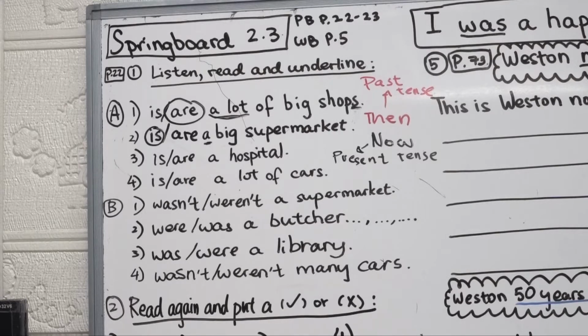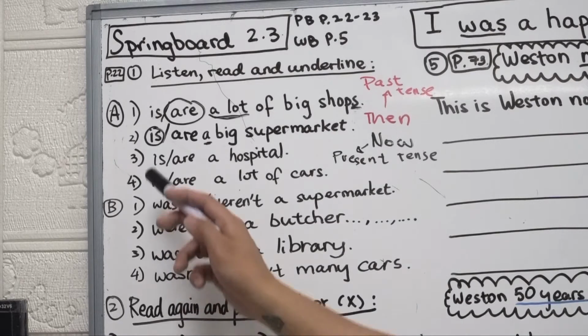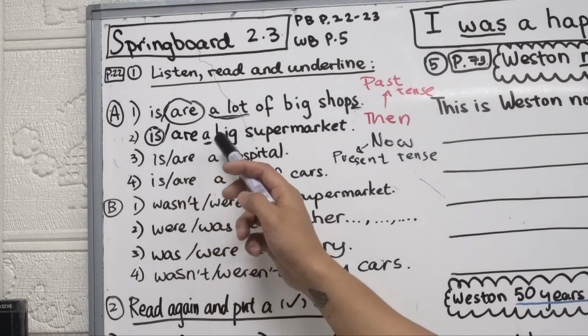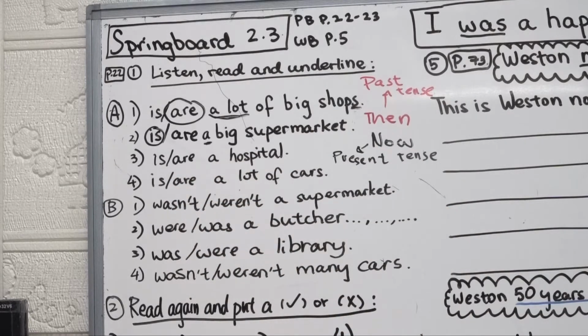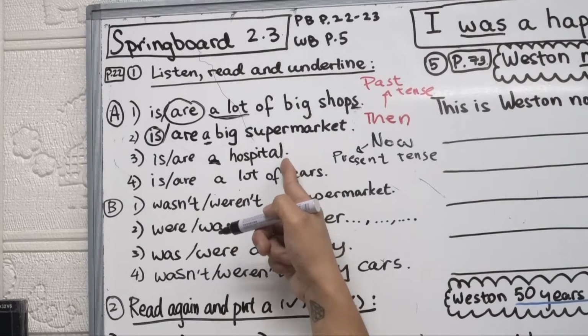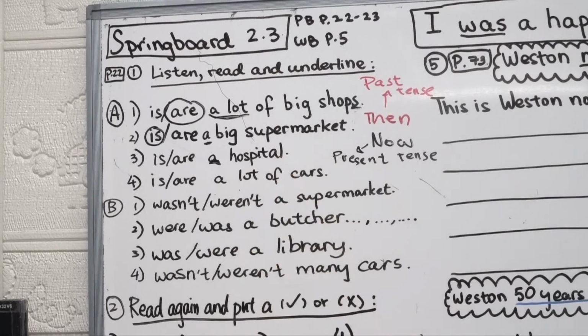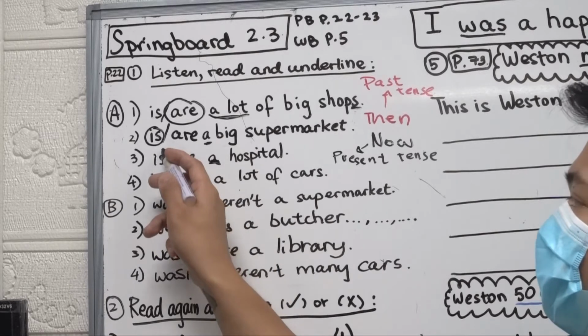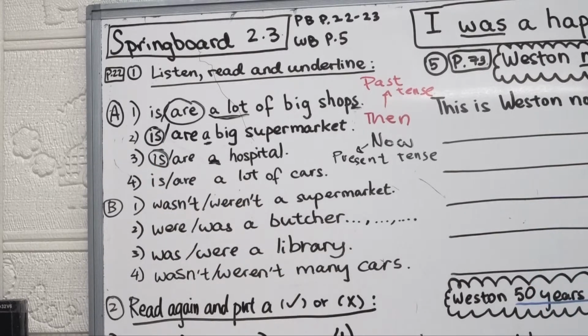Okay, very good. Now let's move on to number 3. There is or there are a hospital. Again, same thing as number 2, right? We have a, so it means only 1, and hospital has no S. So it should be singular. Which one should we use for singular? Is or are? Is, right? Very good.